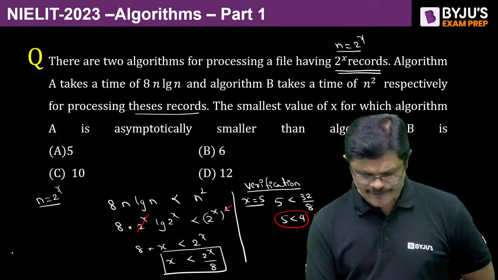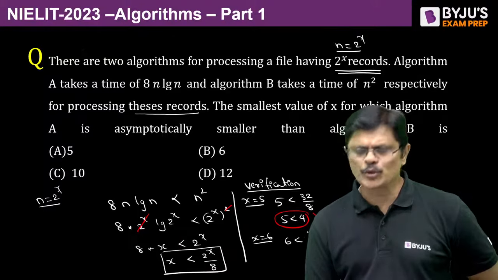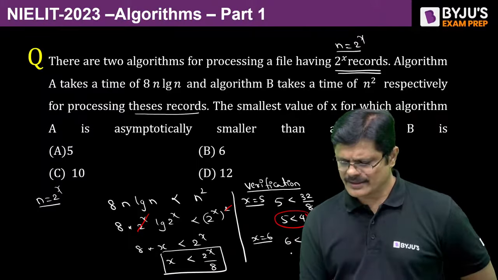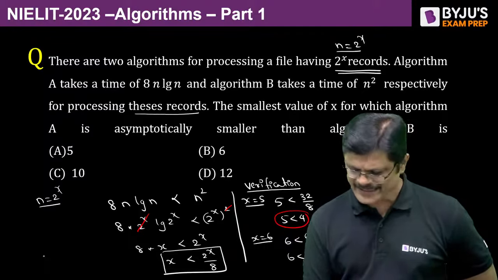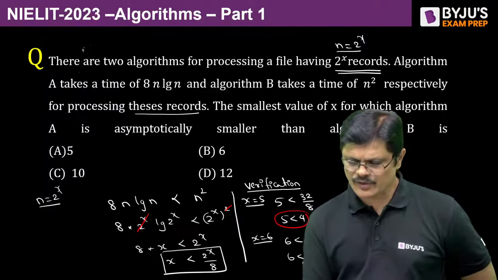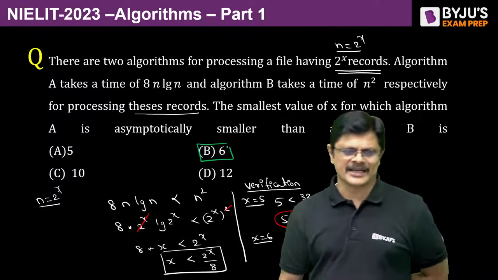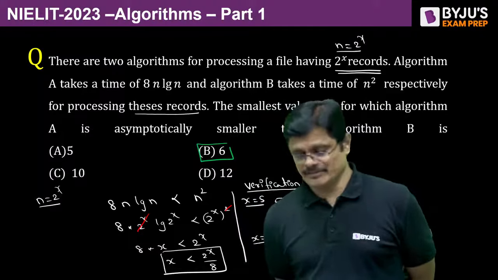So x equal to 5 is not correct. Try x equal to 6. 6 less than 2^6, 64 by 8. So 6 is less than 8, which is right. So the minimum value of x is 6. Very good, B is the correct answer. Super, wonderful, nice, great.